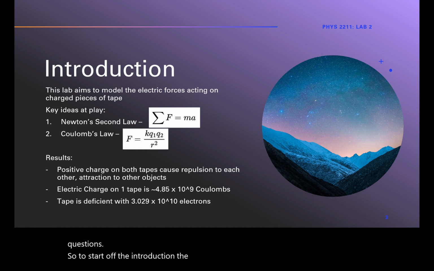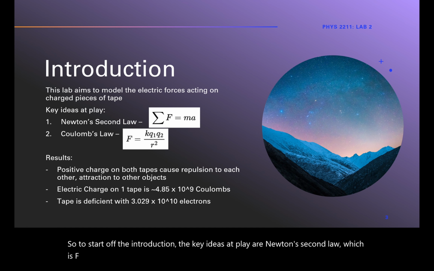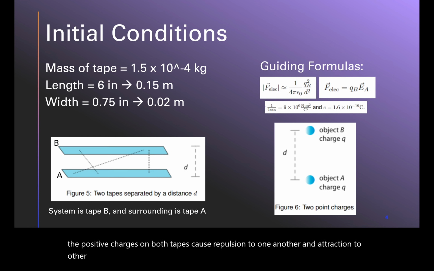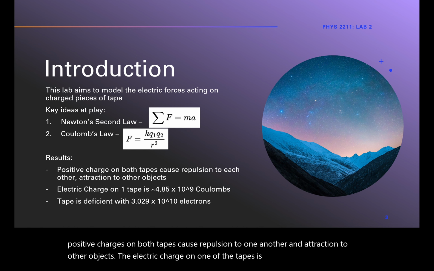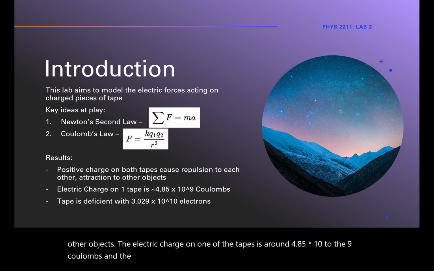The key ideas at play are Newton's second law, which is F equals ma, and also Coulomb's law. And the results of the experiment are that the positive charges on both tapes cause repulsion to one another and attraction to other objects. The electric charge on one of the tapes is around 4.85 times 10 to the 9 coulombs, and the tape is deficient by around 3.029 times 10 to the 10 electrons.